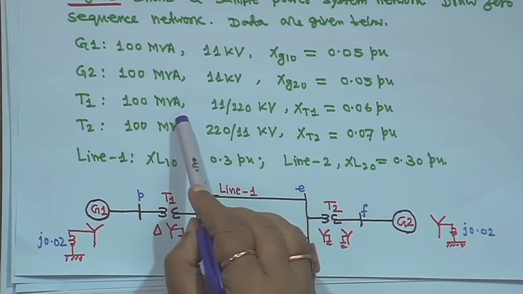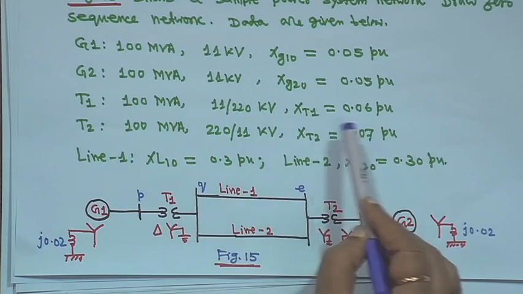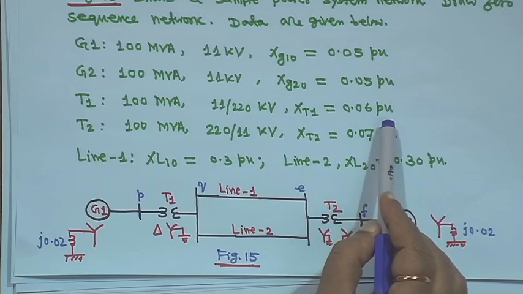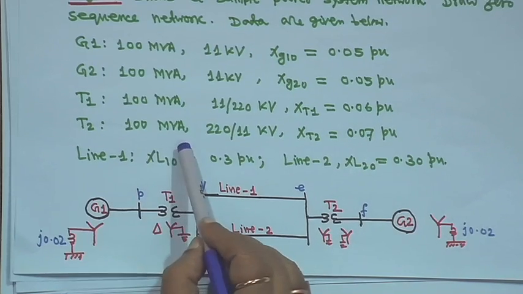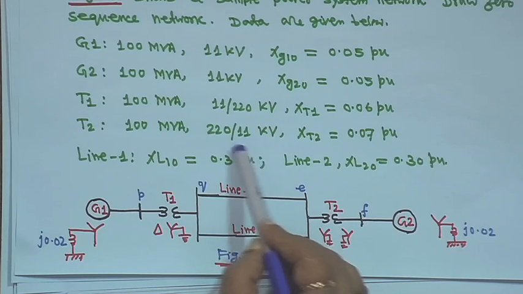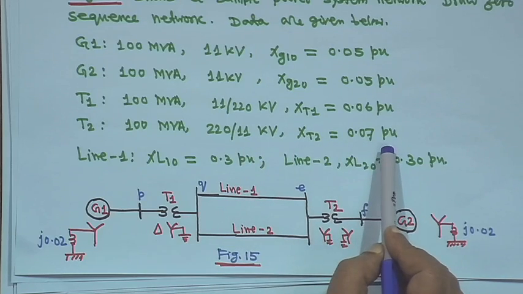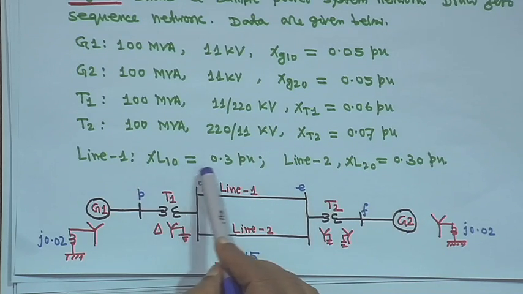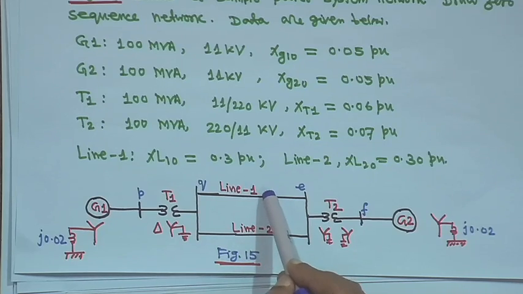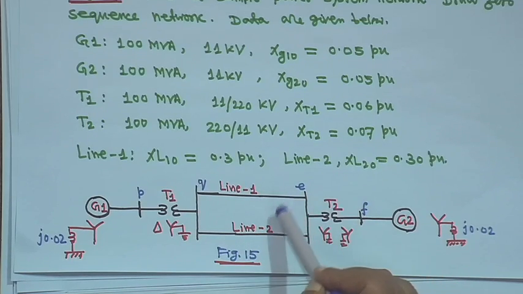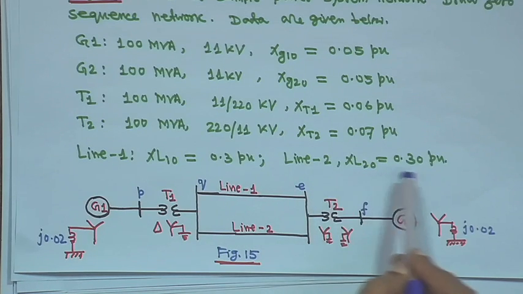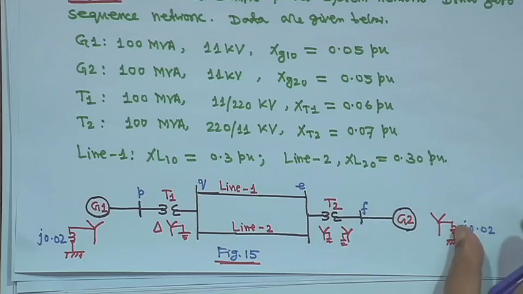T1, transformer 1, is 100 MVA, 11 by 220 kV, and XT1 is given as 0.06 per unit. T2 is 100 MVA, again a step down, 220 by 11 kV, with XT2 of 0.07 per unit. Line 1, XL10, is 0.3 per unit, a double circuit, and line 2, XL2, is 0.30 per unit, and this is the diagram.